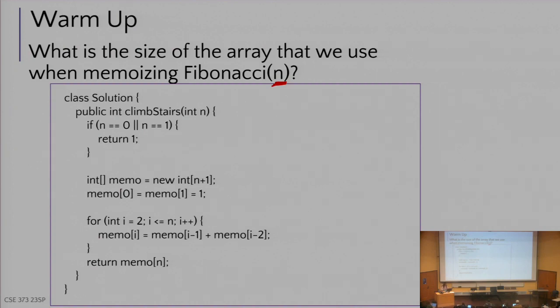Yeah, so he said n plus 1, and essentially we know that we want to return memo of n, but then we also know that we want some placeholder for the value when n equals 0, since that is a possibility. And so the size of the entire array is going to be n plus 1. Does anyone have any questions on that?